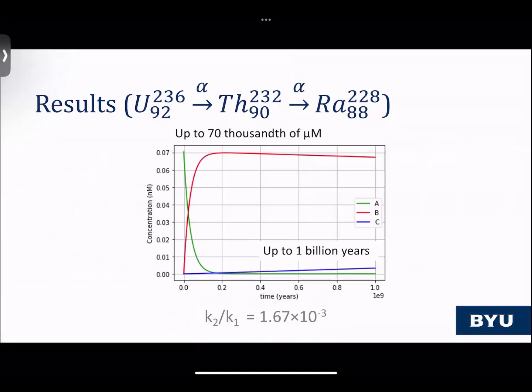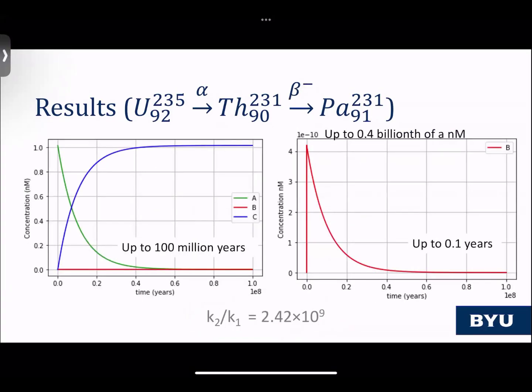If I do it for 232, we can see we have quite a bit of buildup over time, and our K2 over K1 ratio is really small. And then for 235 to 231, we have another large K2. In this main plot on the left, we don't even see the B curve rise at all. But if we zoom in on that, again, this is 10 to the minus 10. So really small amounts initially accumulated early in Earth's life and then decayed.